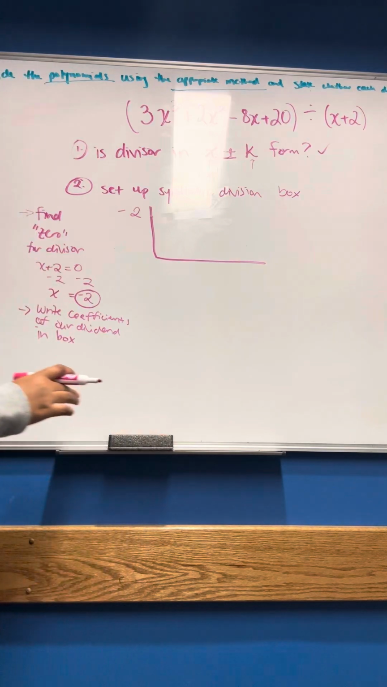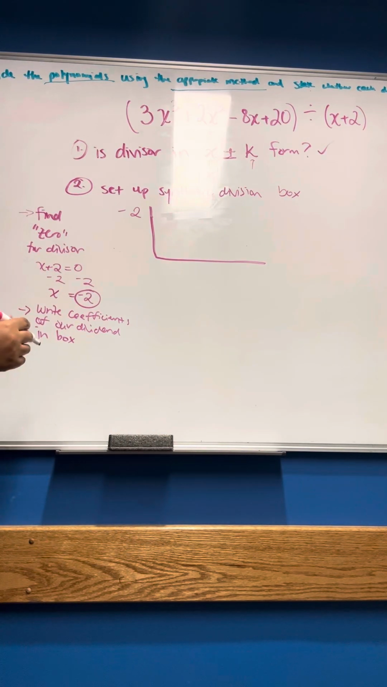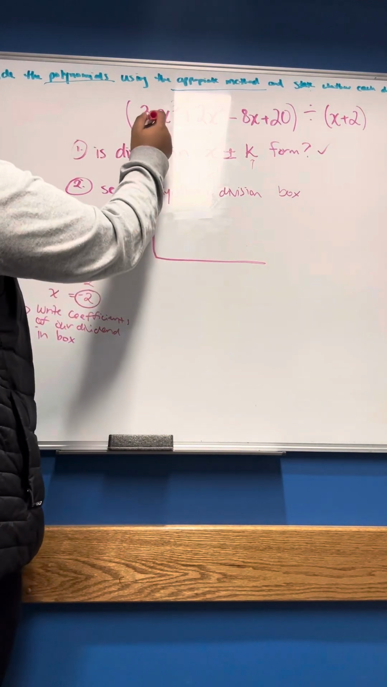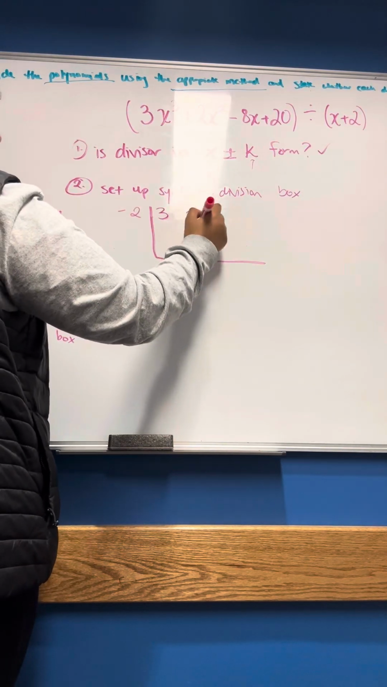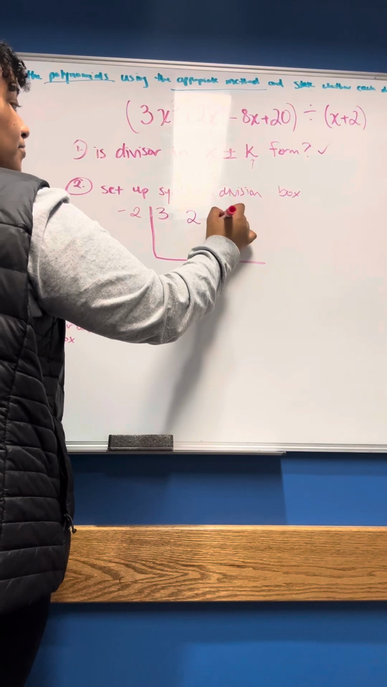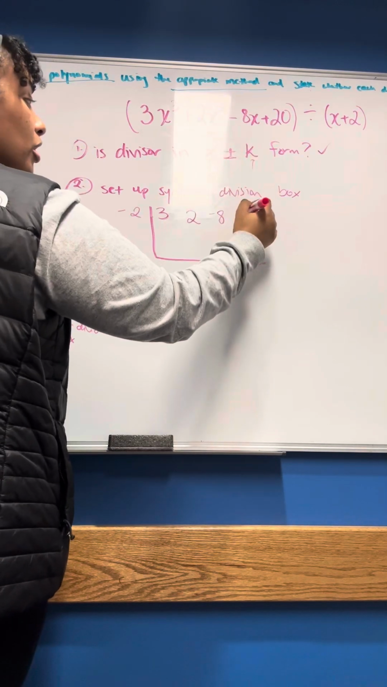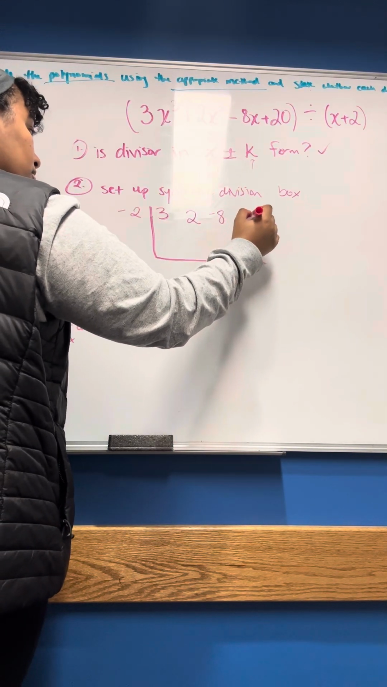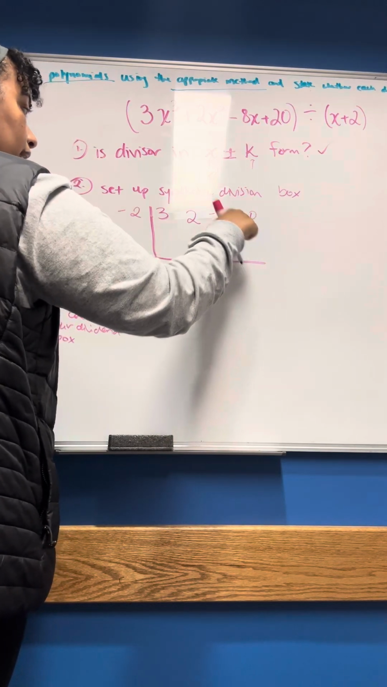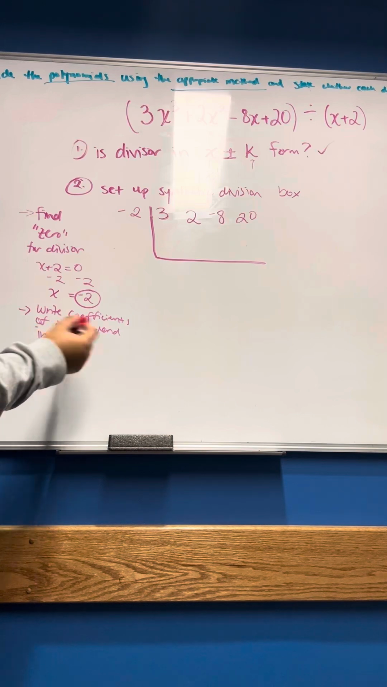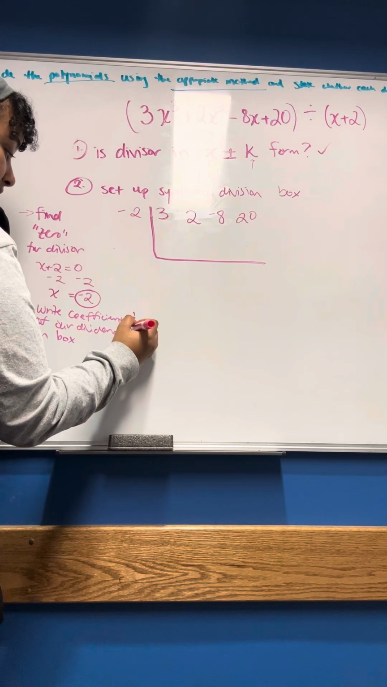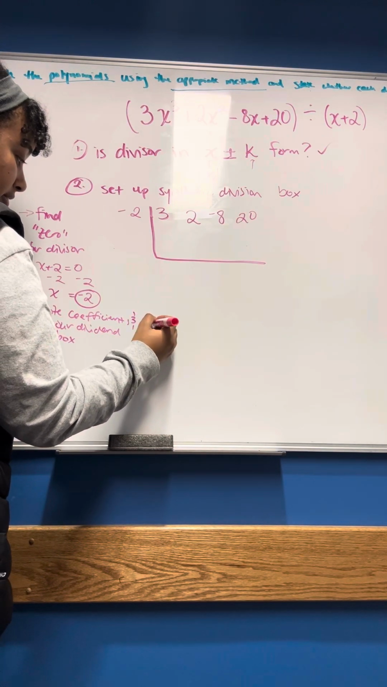It has all of its terms. So we're going to go ahead and start writing. Don't forget our signs. What is the first coefficient? 3. What's the second one? 2. Third one is negative 8 because we're doing minus 8x. And our constant also needs to be written inside, is 20. So this really should say write coefficients of our dividend in the box. It should be write coefficients and constant.